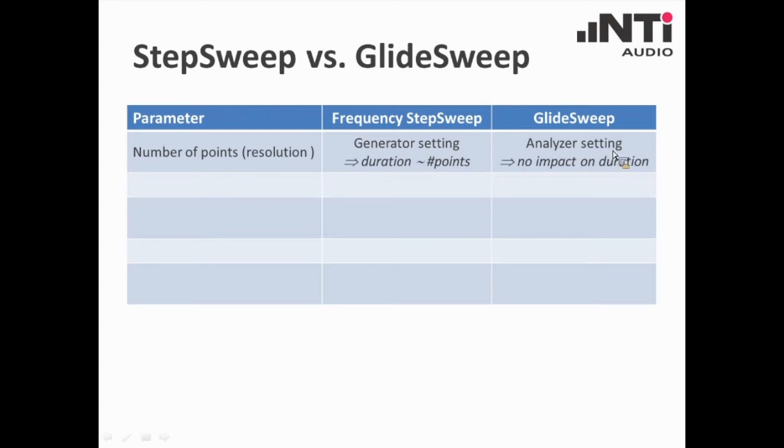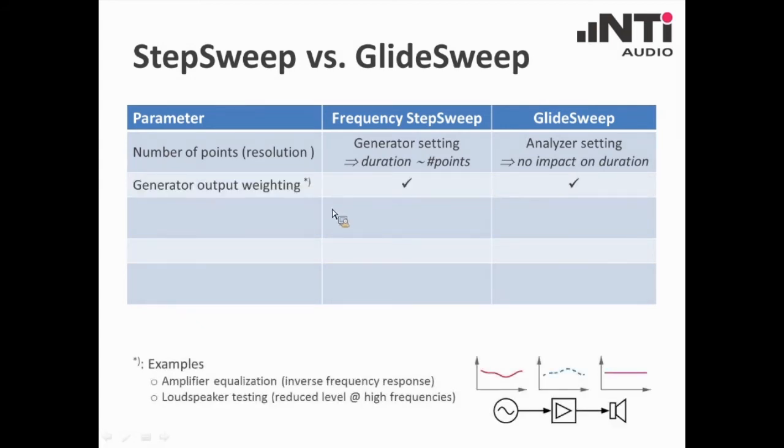In a glide sweep, this is opposite. Here the analyzer decides or calculates the number of result points. So here we have no relationship between the number of points, the resolution, and the duration of the sweep. If you take a look at the generator output weighting, we can see that both types are identical. We can do that with both sweep types. What does it mean? Let's take a brief look at this schematic view.